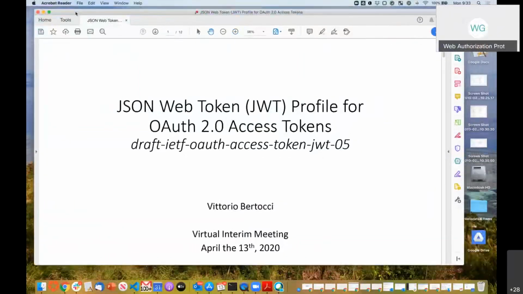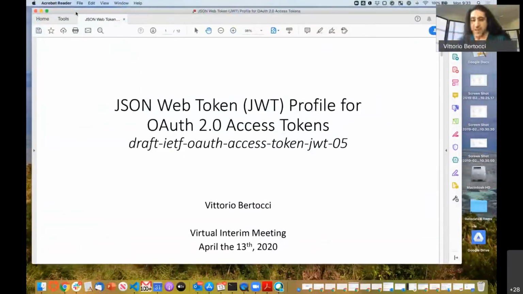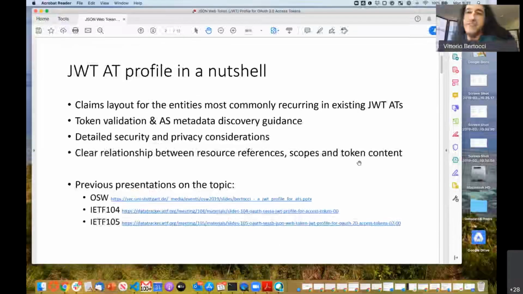All right. Good morning or good evening, depending on your time zone. Thank you for attending this update. This update is about the profile for using JWT in access tokens for OAuth 2. Just to remind everyone what this is all about, this is an attempt to create something interoperable. We know that the JWT is already a mainstream option for issuing access tokens for many commercial authorization servers.